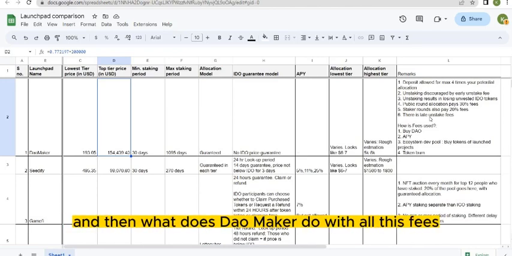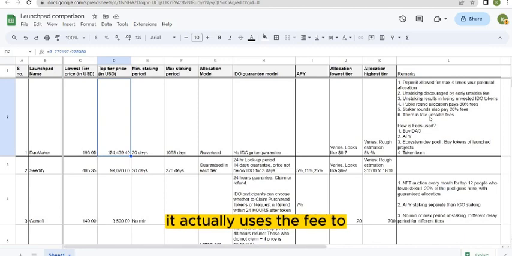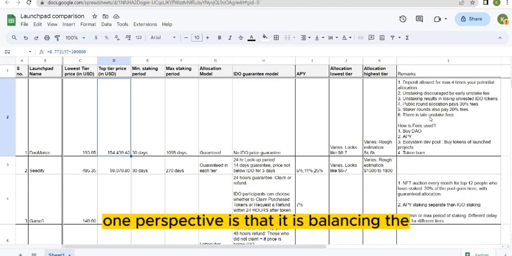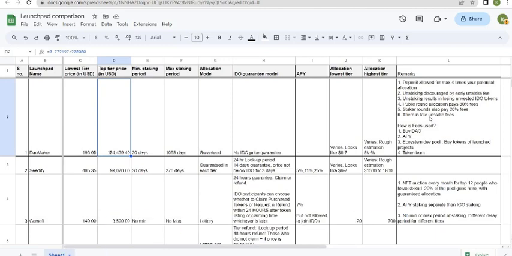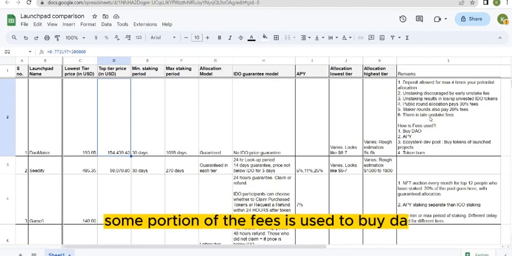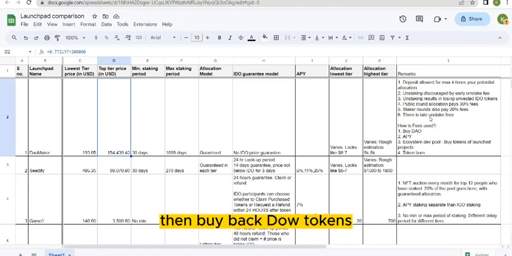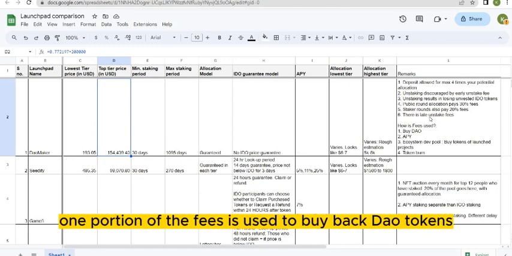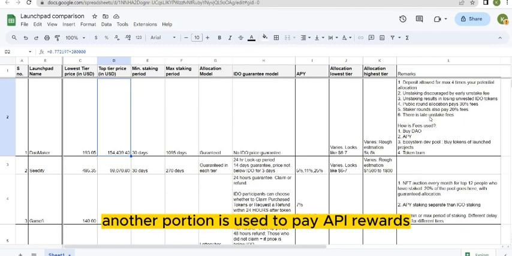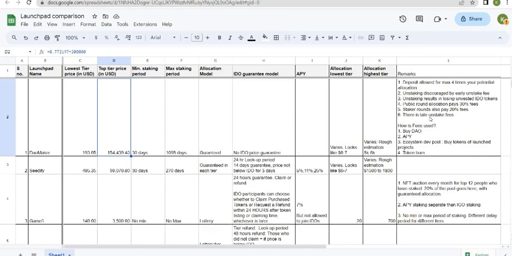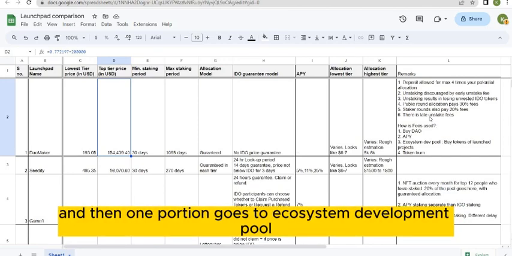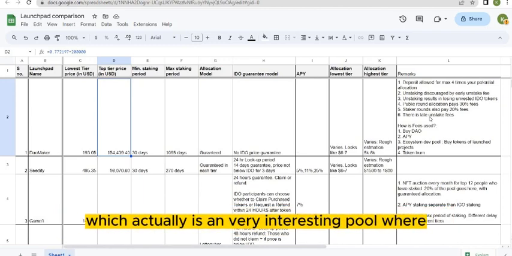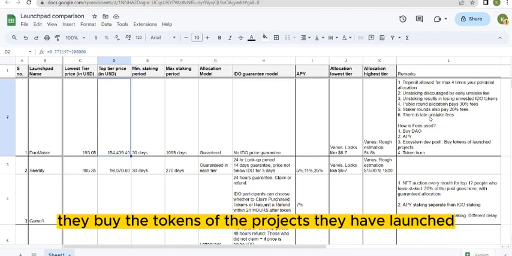And then what does DAO Maker do with all these fees? It actually uses the fees in innovative ways. It is doing some innovation to balance out the demand and supply. One perspective is that it is balancing the supply and demand. I'll share another perspective on this. Some portion of the fees is used to buy back DAO tokens. Another portion is used to pay APY rewards to the stakers who have staked their tokens. And then one portion goes to the ecosystem development pool, which actually is a very interesting pool where they buy the tokens of the projects they have launched.